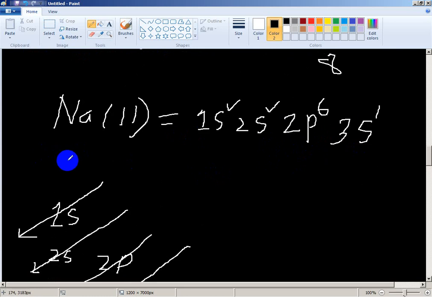Draw the electronic configuration of phosphorus. Phosphorus is 15. And what is neon? Neon is 10. Now draw it and submit it to my WhatsApp number.